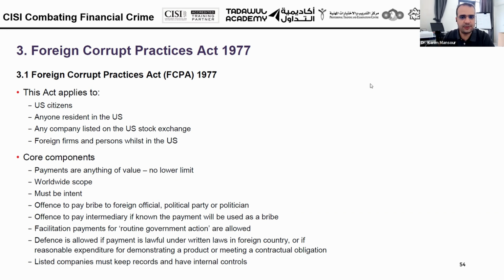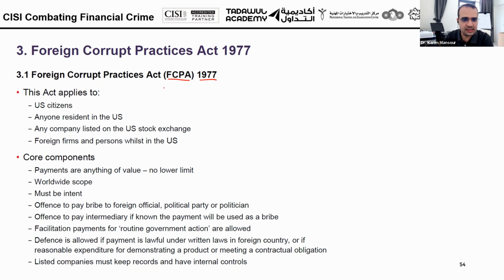So let's continue. We have looked at the UK Bribery Act of 2010. And now we shall look at the US Foreign Corrupt Practices Act, sometimes called the FCPA of 1977. You'll notice that this is way older than the UK Bribery Act, but once we start covering this, you'll notice that the UK Bribery Act is more strict.